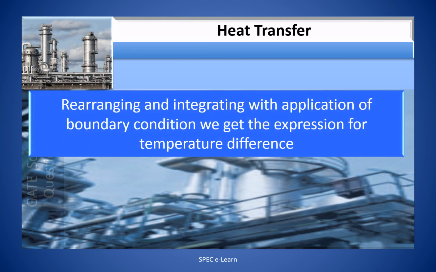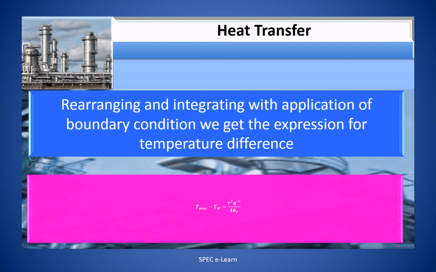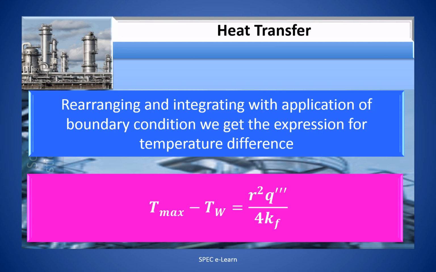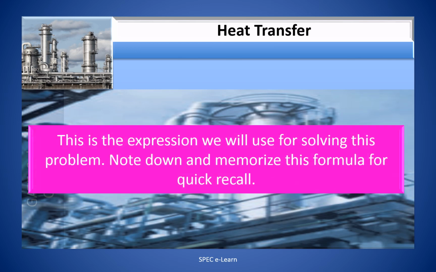Rearranging and integrating with the application of boundary conditions, we get the expression for temperature difference within the fuel pellet. Tmax minus Tw equals R squared Q triple dash divided by 4 times Kf. This is the expression we will use for solving this problem. Note down and memorize this formula for quick recall.